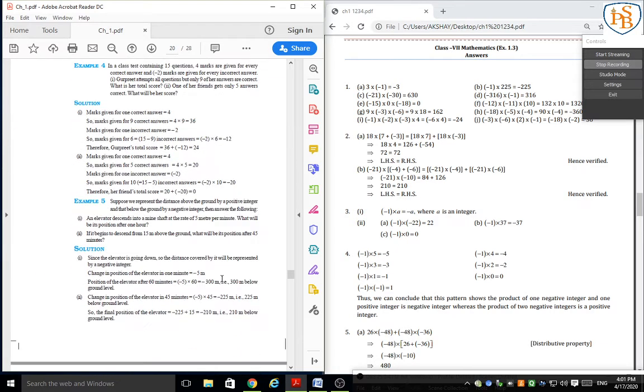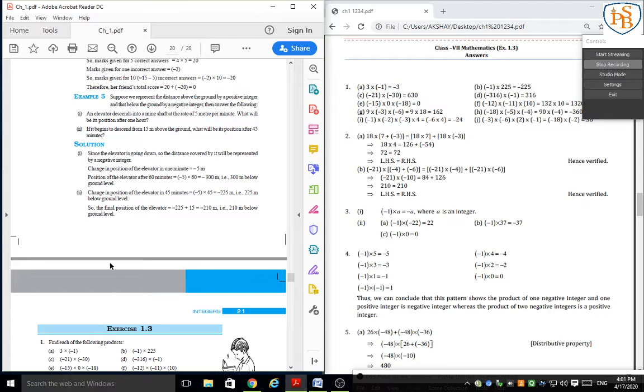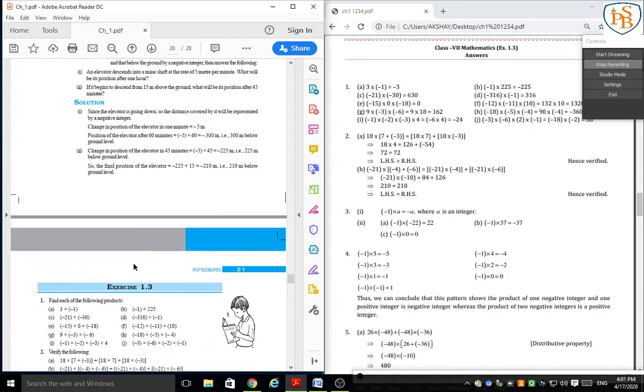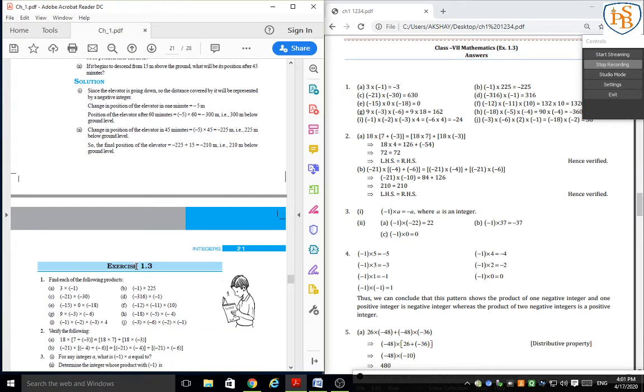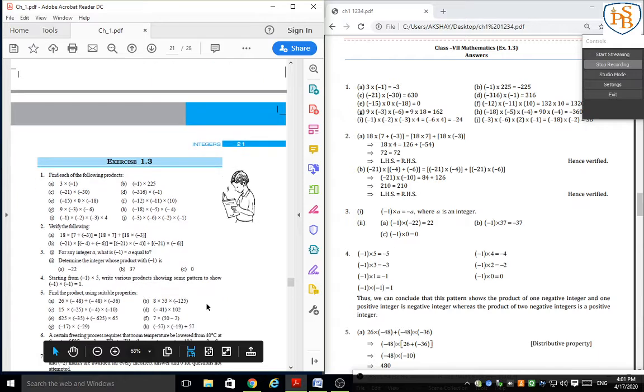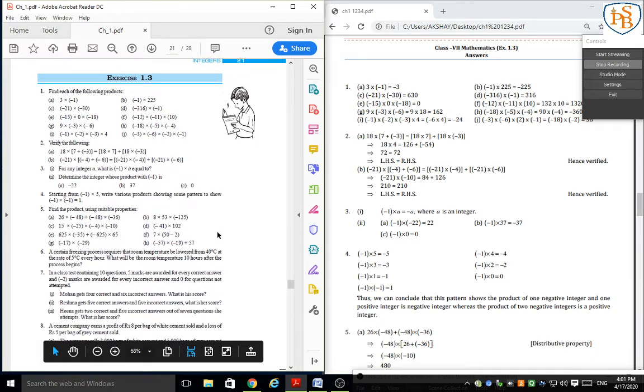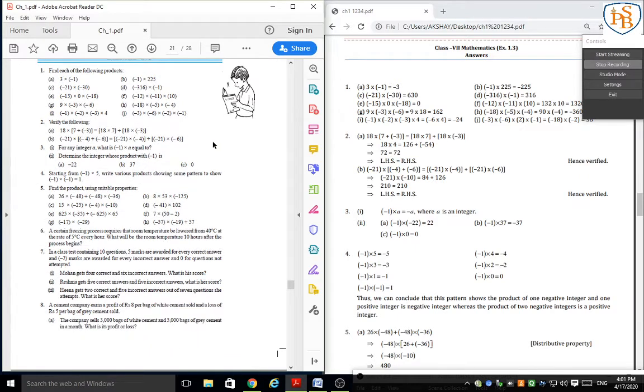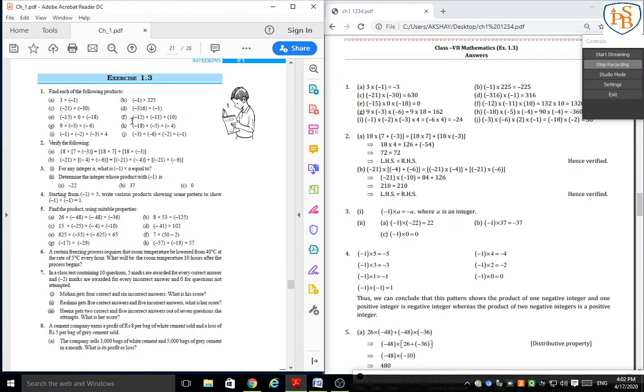Like that, there are many different ways of multiplying numbers, which increase our excitement towards maths. So we are going to solve exercise 1.3. You can see in this video there is exercise 1.3 which is given in the textbook, and on the other side you can see the answers of exercise 1.3.